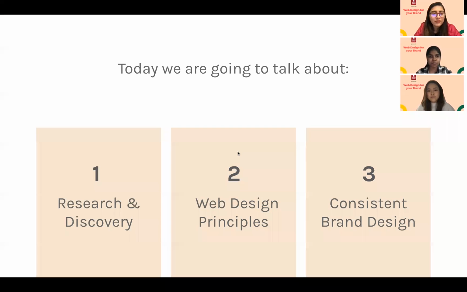Okay, so before we begin, let's talk a little bit about the agenda. We'll be talking about three main things here to help you design your brand's website. The first one is research and discovery that happens even before you start designing. The second would be talking about the core principles of web design. And the third one would be how you make your website more consistent with your overall brand.